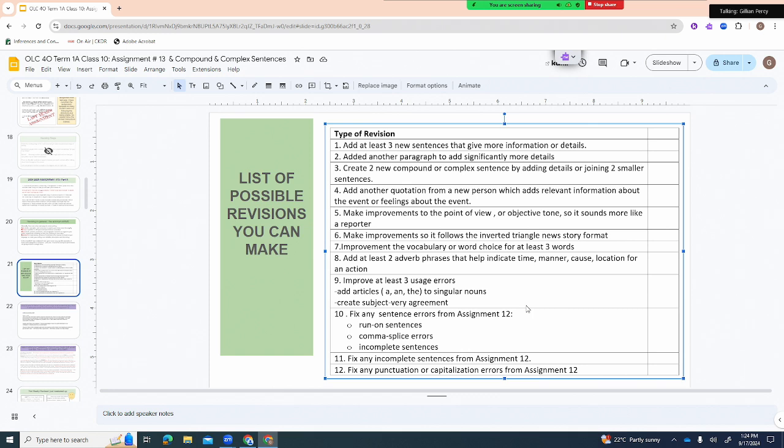Number 10, fix any sentence errors from assignment 12, things like run-on errors, comma splice errors, and incomplete sentences. I will talk more about that in a few minutes. And then number 11, fix any incomplete sentences. Oh, it's kind of the same thing as number 10. Any incomplete sentences from assignment 12. And then fix any punctuation or capitalization errors from assignment 12. If you think of a revision that I haven't thought of here, call me, let me know what you're thinking of doing. I probably will be fine with it. It's just, like I said, I'm trying to make some very specific ideas for people because this part of the assignment was so challenging for people last year.